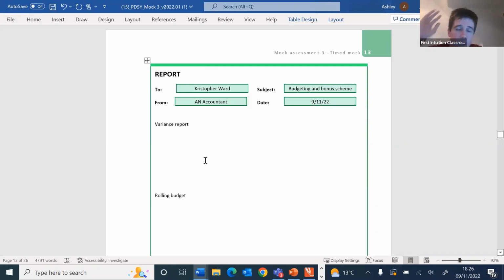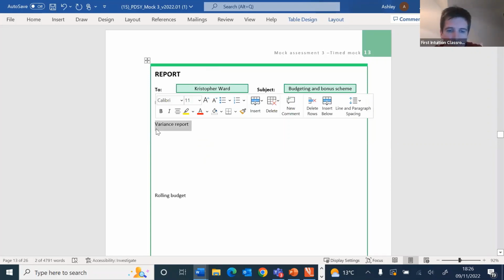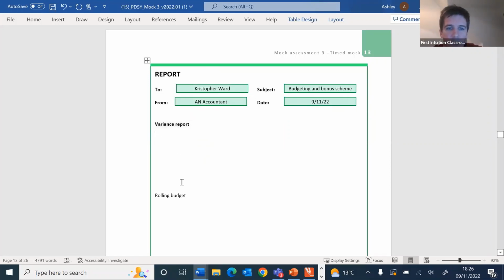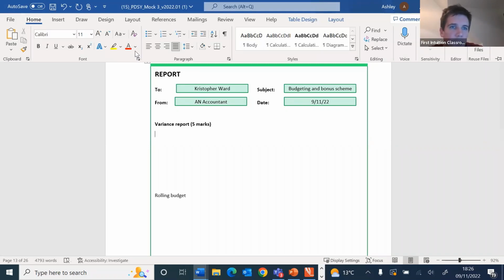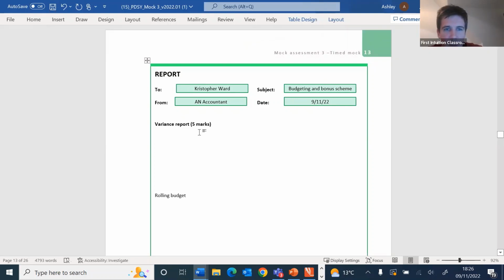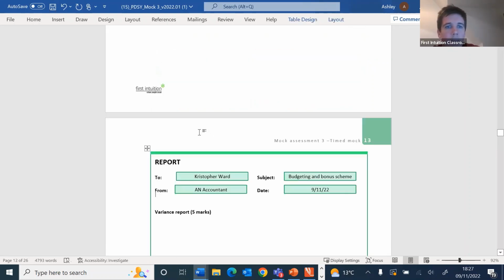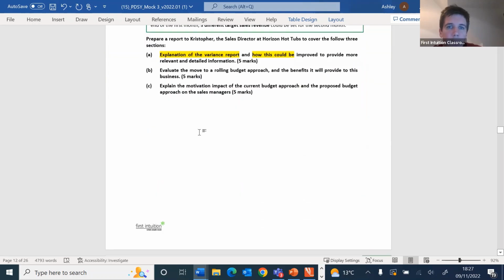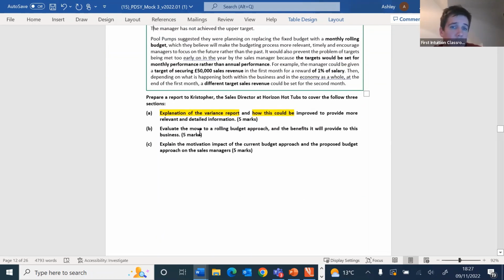All right. So as I said, the first thing I'm going to have to do is talk about the variance report. In the assessment, this will be just one box, so you wouldn't be as flexible as this. You'd produce an answer of 4 or 5 marks within a box that sits underneath this. Obviously, I'll imagine that that's the case and put an answer in there. So the first thing I'm going to do is explain the variance report. And you've got to imagine, as you are asked to, that you're preparing a report to Christopher.